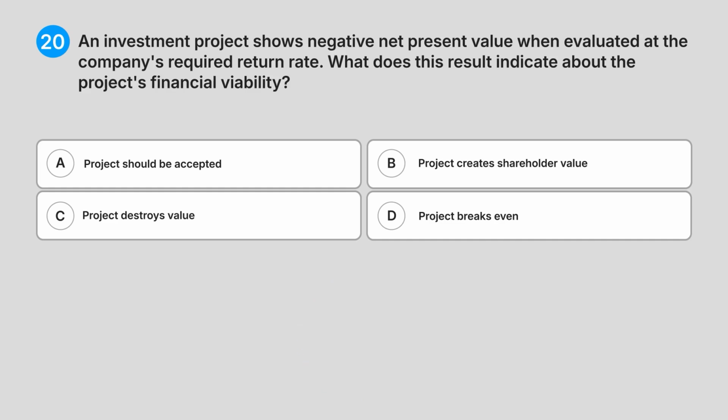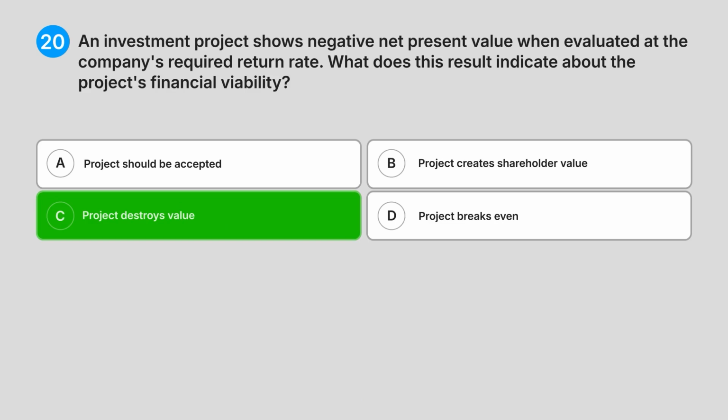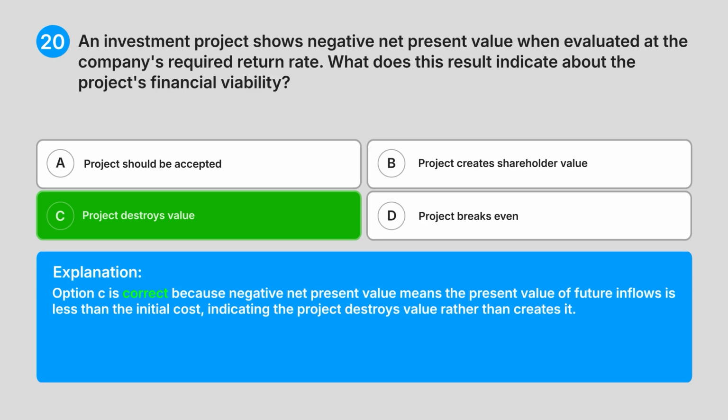Correct answer. C. Project destroys value. Explanation. Option C is correct because negative net present value means the present value of future inflows is less than the initial cost, indicating the project destroys value rather than creates it.